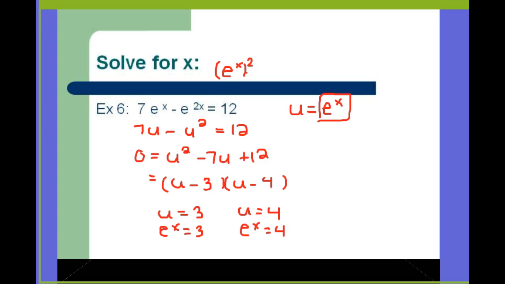But we don't want our answers in terms of e to the x, we want them in terms of x. So we'd ln both sides. And we get x equals ln 3 and x equals ln 4.